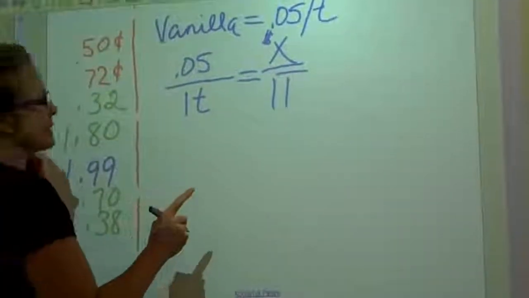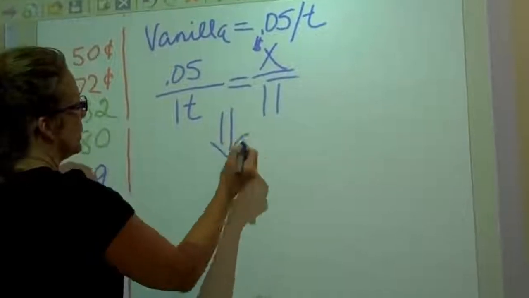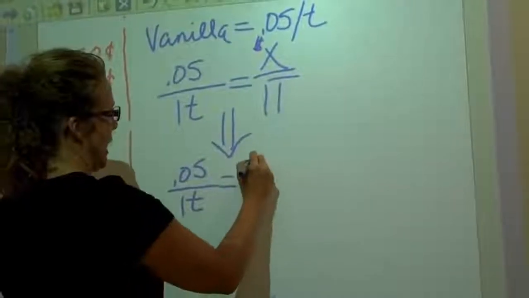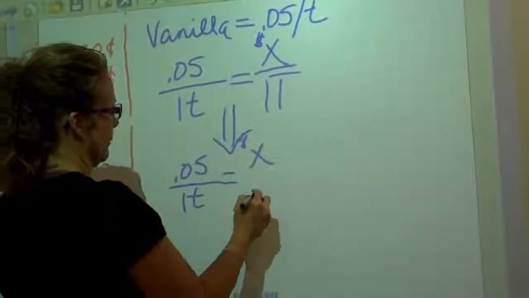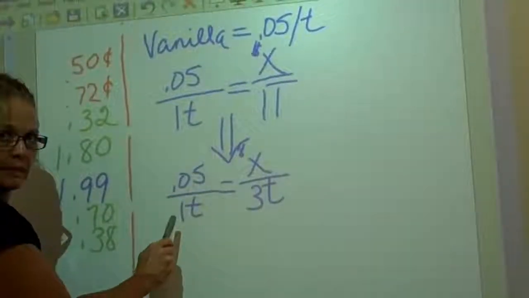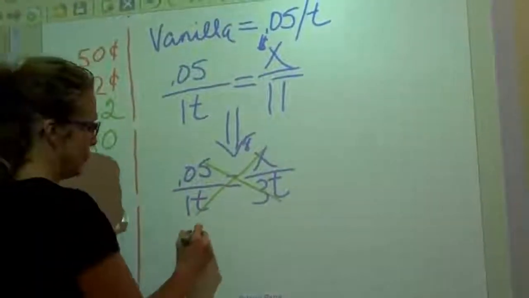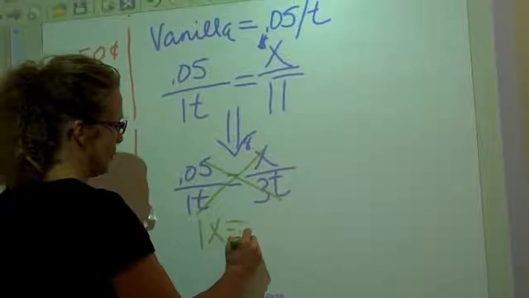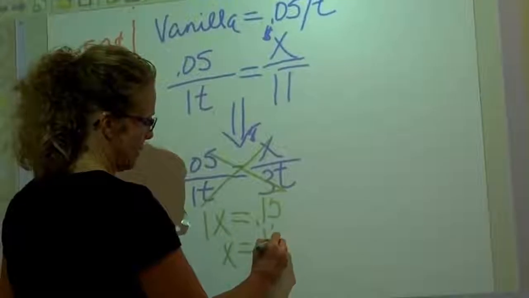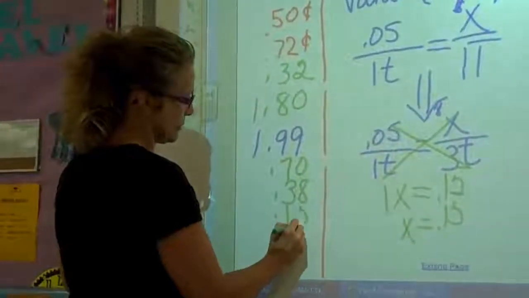So we need to convert this. And we know that there are 3 teaspoons in a tablespoon. So we rewrite that as 0.05 is to 1 teaspoon, as x, we're wanting to know cost there, is to 3 teaspoons. So now we're money to money, teaspoon to teaspoon. Cross multiply. You get 1x equals 0.15. So x equals 15 cents. All right, so we'll add 15 cents to our list over here.